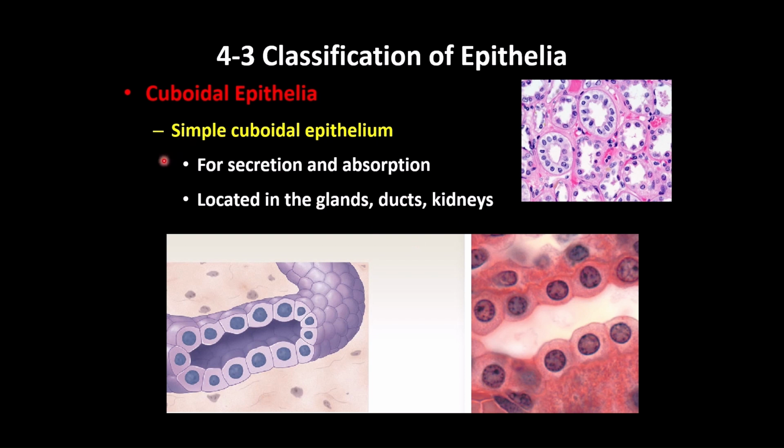Okay, the cuboidal again divides into simple cuboidal and stratified cuboidal. You can see this is one layer, and this is a duct. This is empty inside. There's a cavity there. So this is the hollow organ that I was talking about before. And this is one layer of the cuboidal epithelium, simple cuboidal. So this again, this is a duct similar to this one, and this is just one layer here.